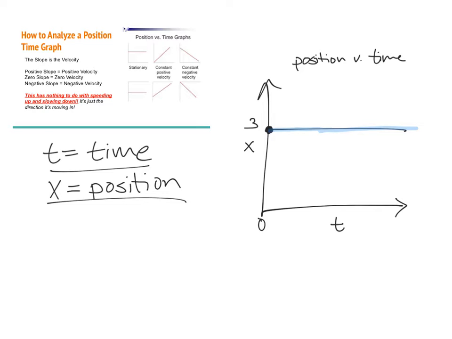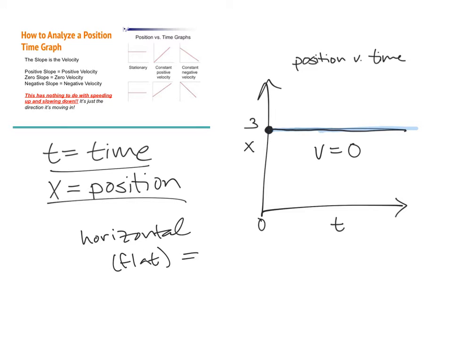So anytime you have a horizontal line, your position isn't changing. You're staying at the same x, staying in the same spot the whole way across. That means you're not moving, which means your velocity is 0. So what you need to remember is that horizontal or flat means that your velocity is 0, that you're not moving.